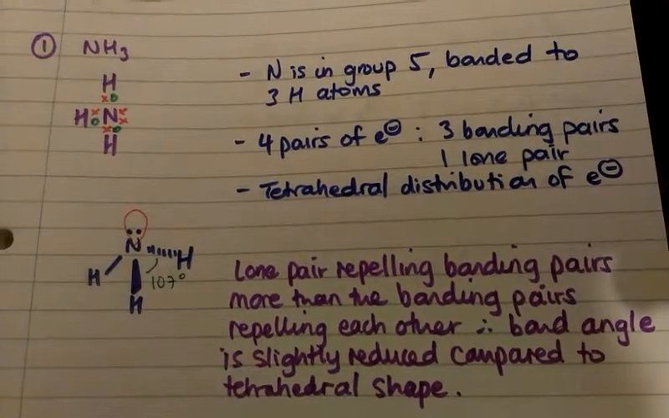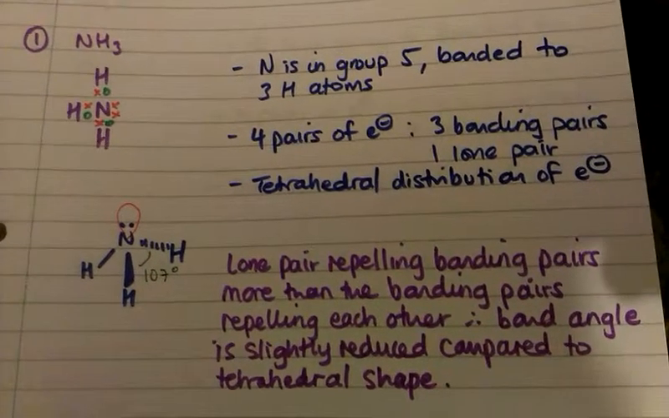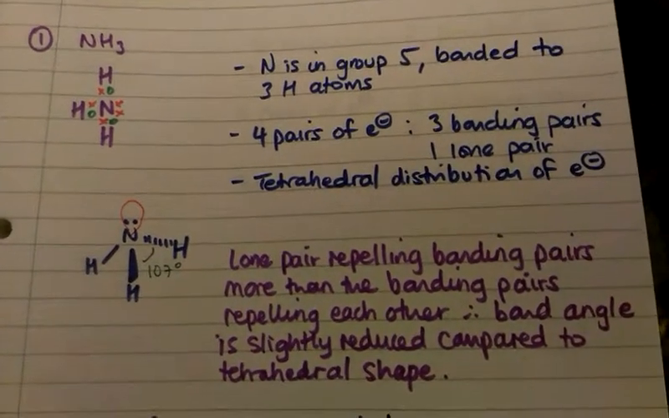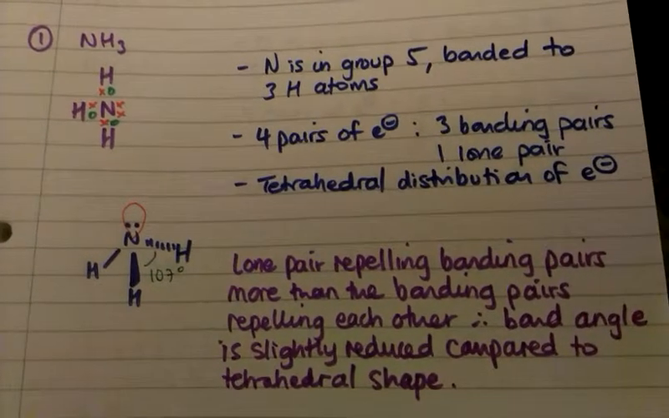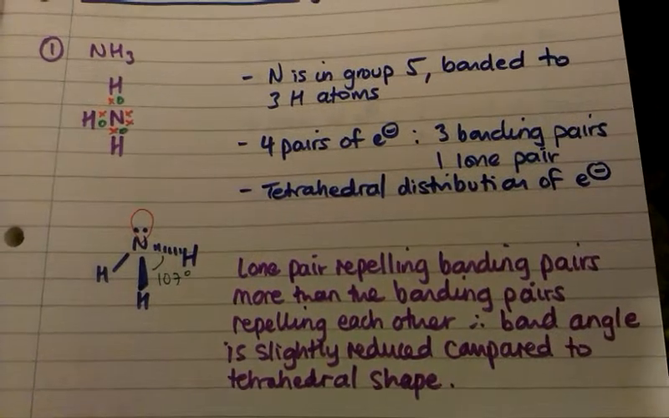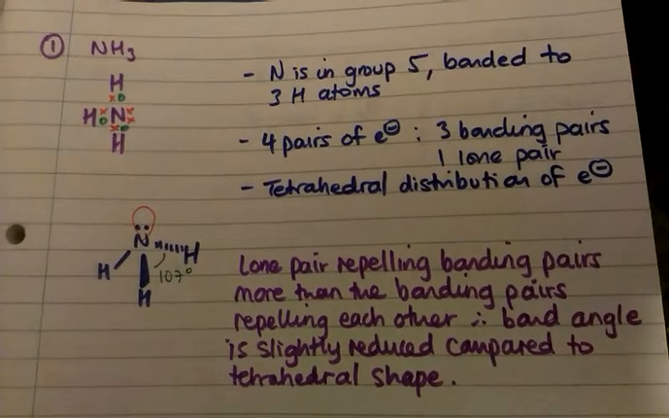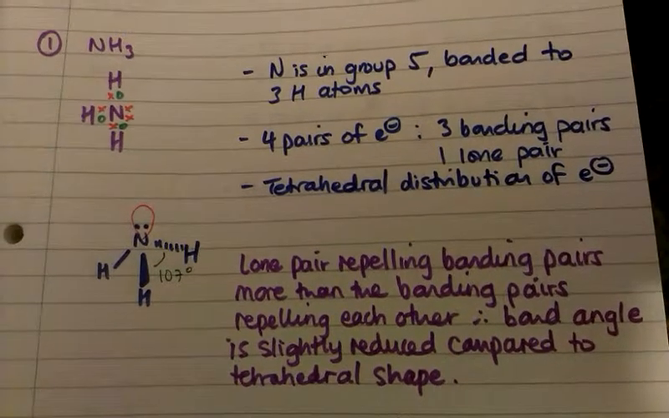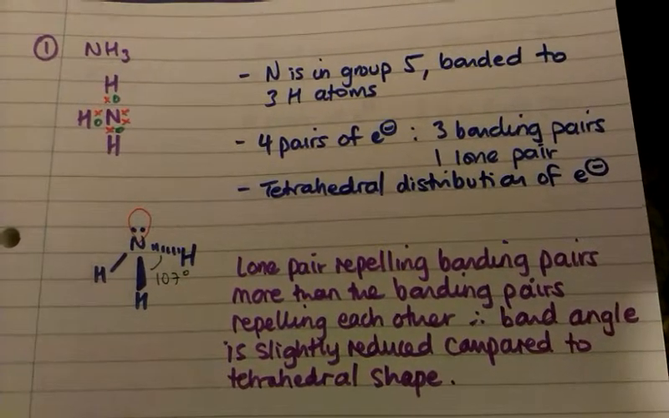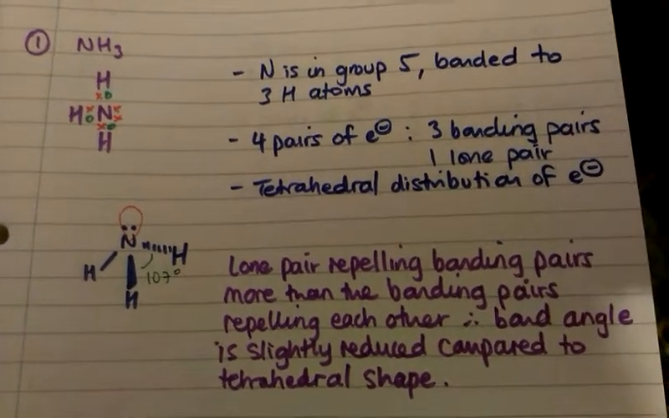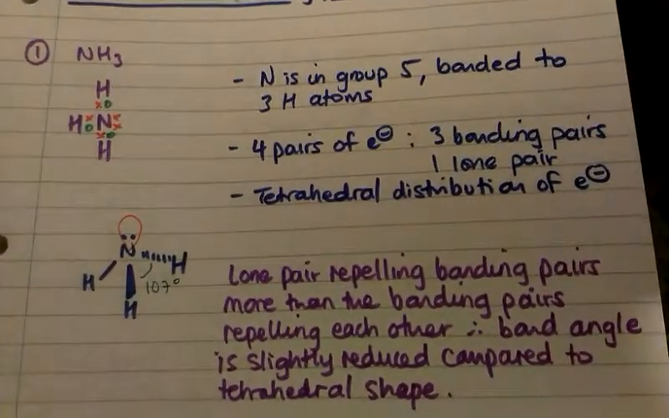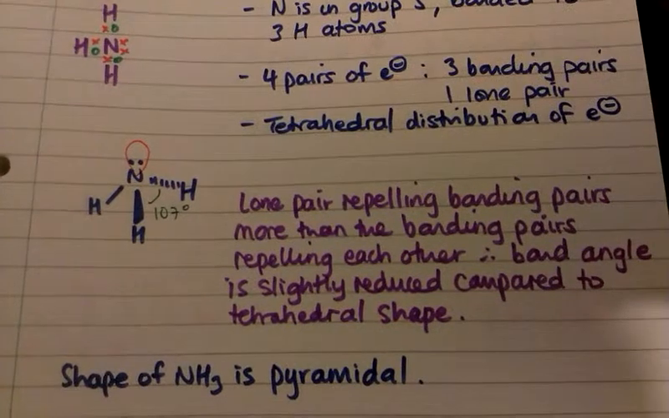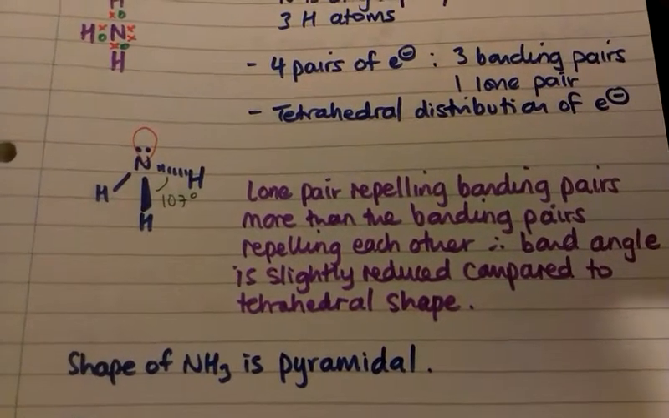The difference with this is that the lone pair on the nitrogen repels the bonding pairs more than the bonding pairs are repelling each other, and so the bond angle is slightly reduced compared to the usual tetrahedral shape, so that's 107 degrees instead of 109 in a standard tetrahedral molecule. And then the shape of the NH3 is called pyramidal.